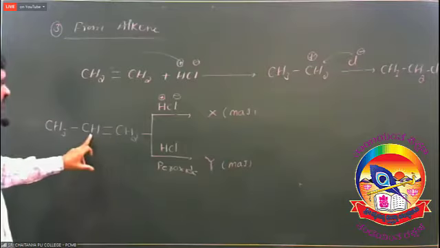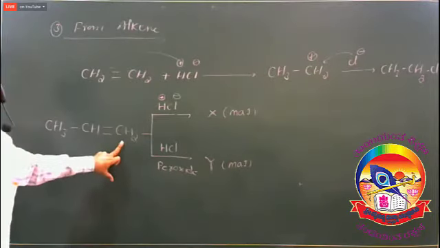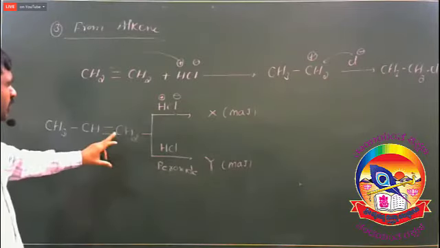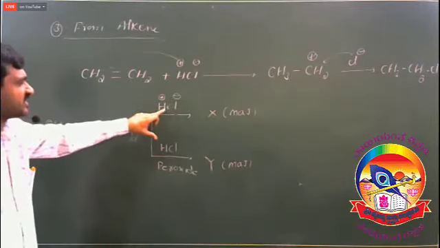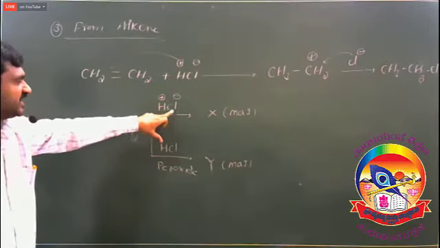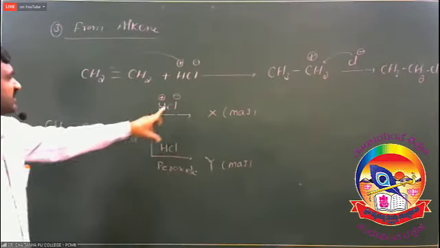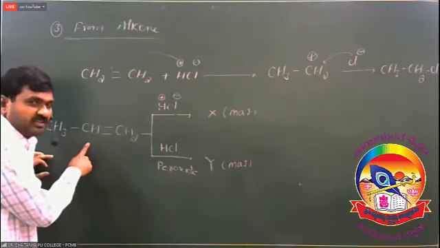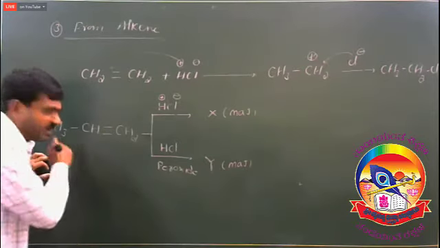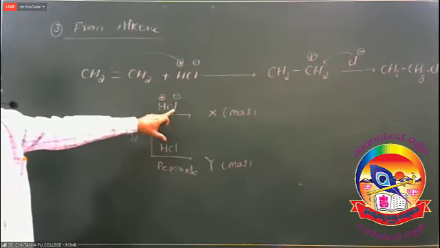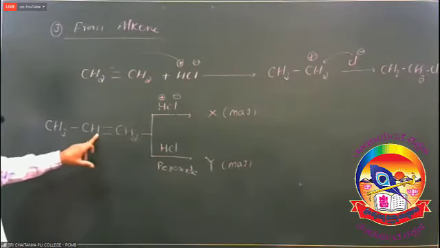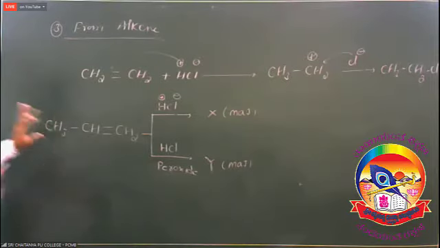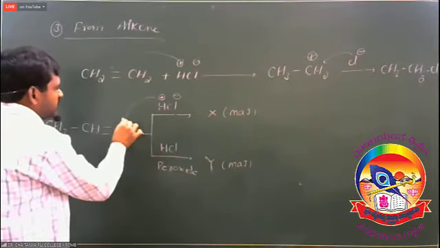the double bonded carbon, the unsaturated carbon, with fewer hydrogens. The negative part is added to the double bonded or unsaturated carbon with fewer hydrogens, and H plus is added to the carbon with more hydrogens.